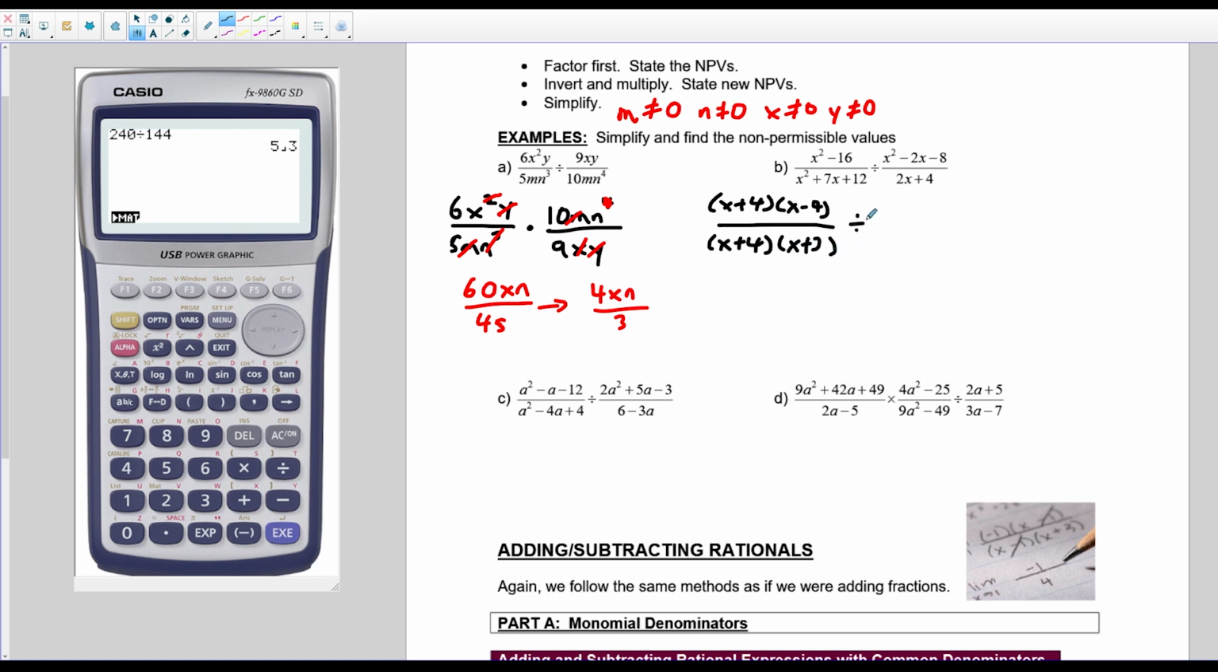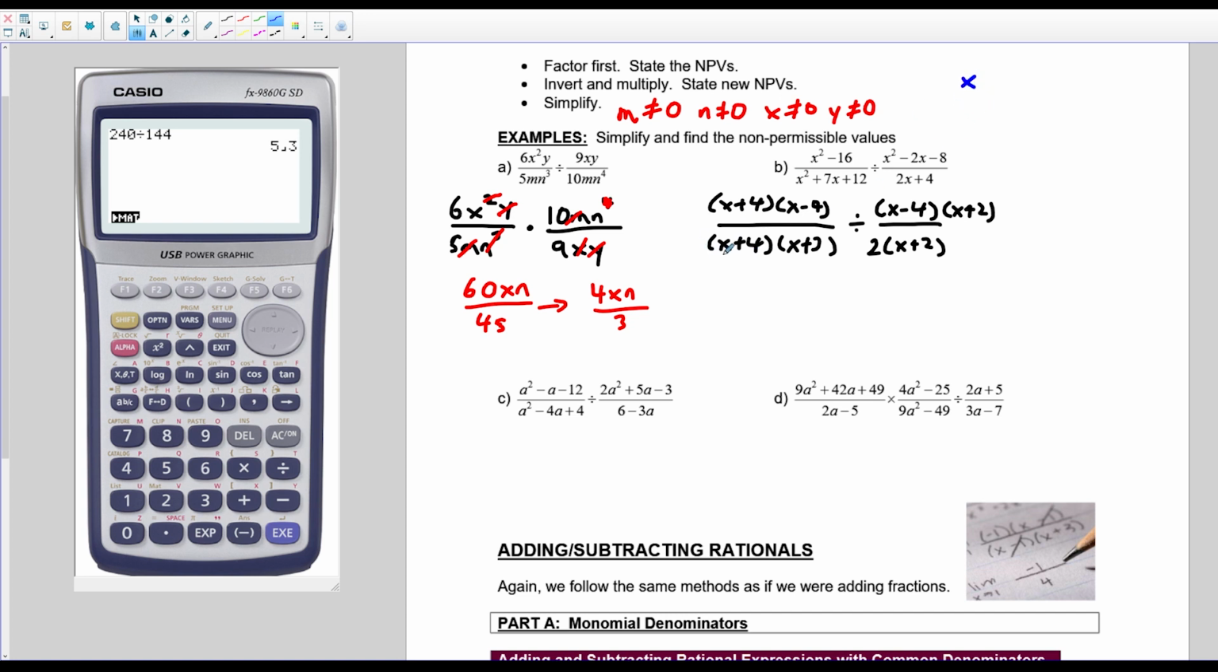I'm still just going to keep this division sign first because I want to figure out what my NPVs are from here. So I can factor out a 2 from the bottom here. And up top, I've got a -8, so two numbers that multiply to -8 and add up to -2. So I have x minus 4 and x plus 2. Here I can go ahead and figure out what my NPVs are to start us off.